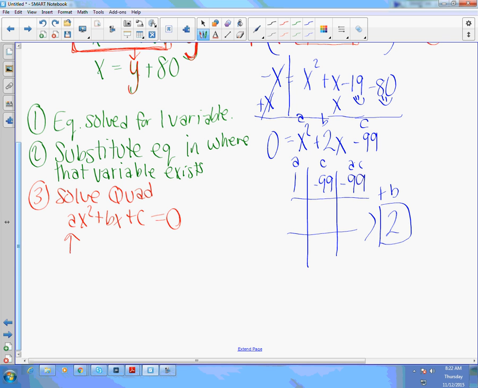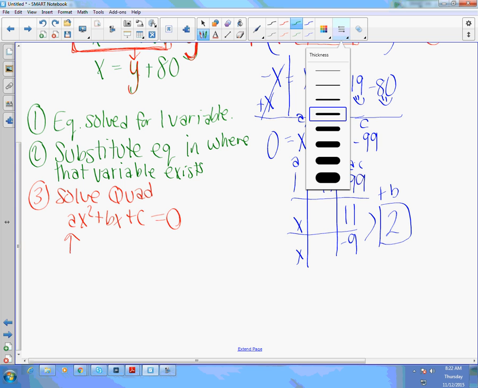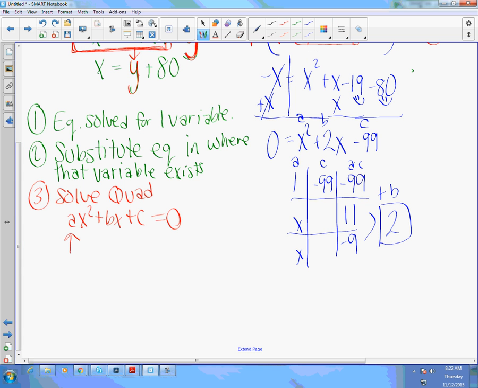Okay, back row, let's look them up. So we're at the -9. Does that multiply to -99? Does it also add to positive 2? Yes. So we do corner x's with the greatest common factors.